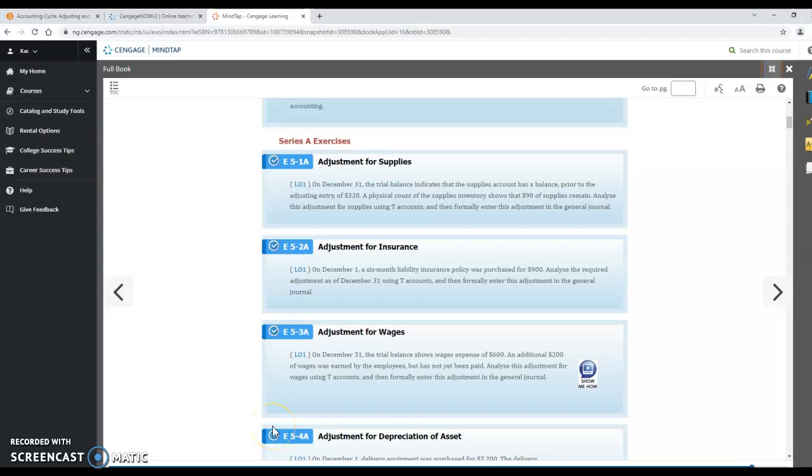Here we're going to take a look at Chapter 5, Part 2 homework, where we have to do these exercises. We'll do exercises 1 through 5 on here.